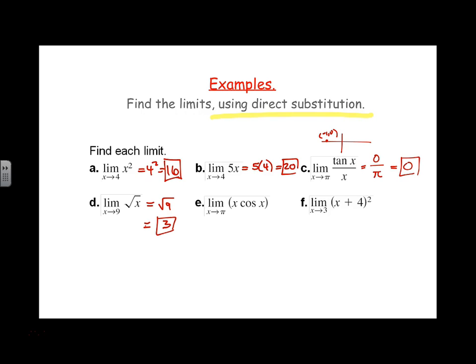For letter E, cosine doesn't have any vertical asymptotes. That's good. So I can just plug in pi to cosine, and plug in pi to x wherever it shows up. Cosine of pi, some of you have already done it. I do have it up above here in the point. That's negative 1, and negative 1 times pi is just negative pi.